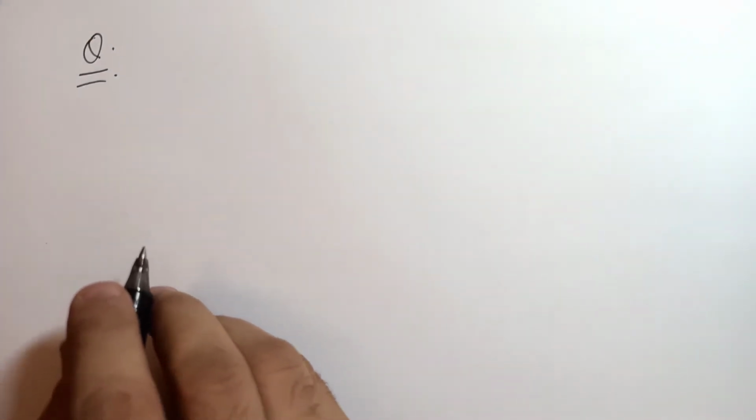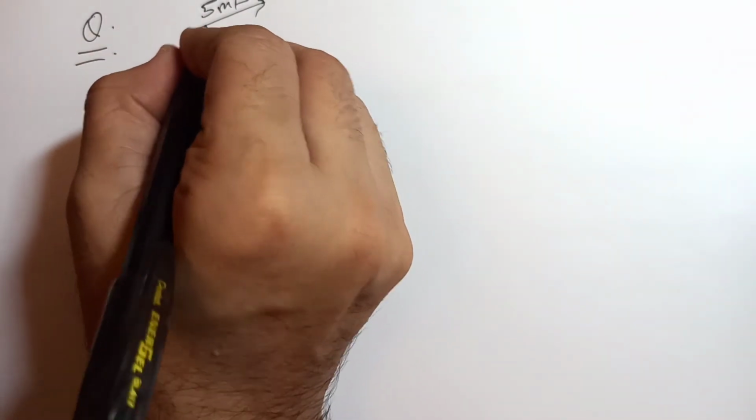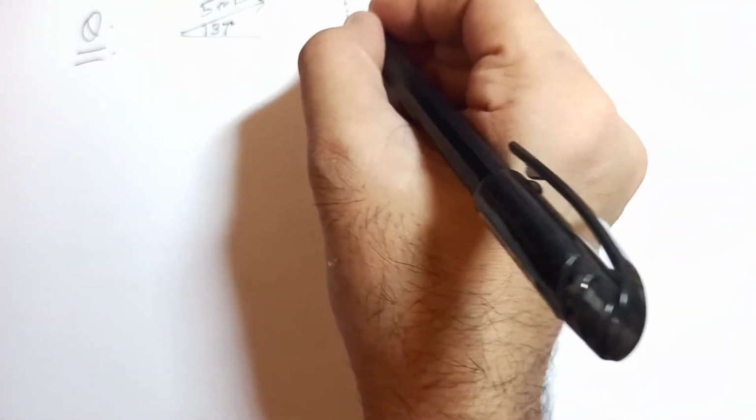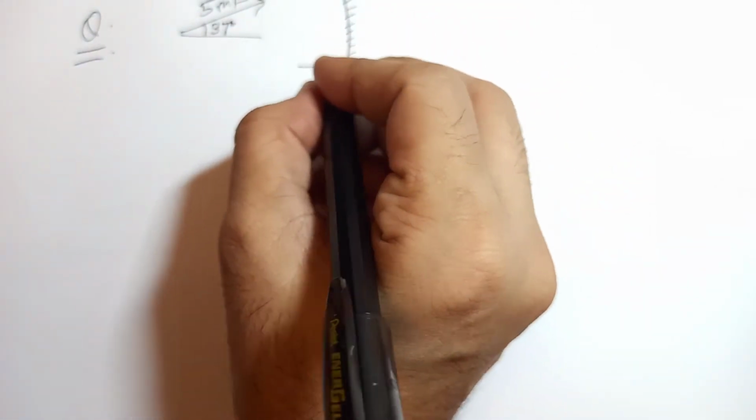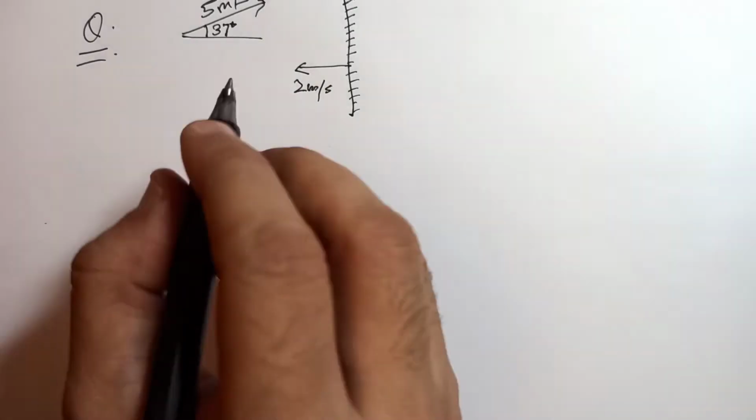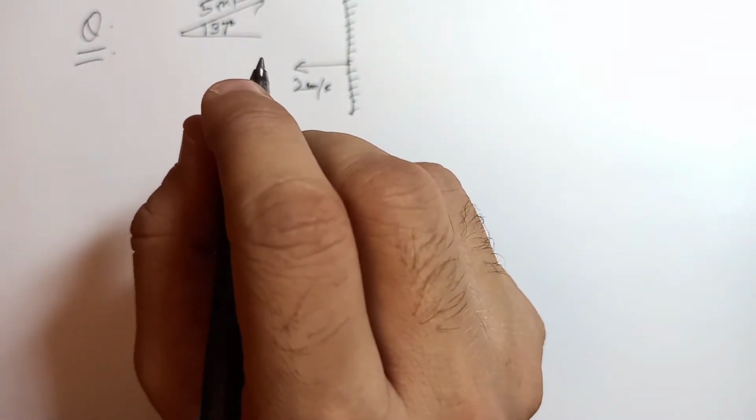Now let's take one question. The question says that this is moving at 5 meter per second and this angle is 37 degree, correct? And this mirror is moving in the direction shown here by 2 meter per second.